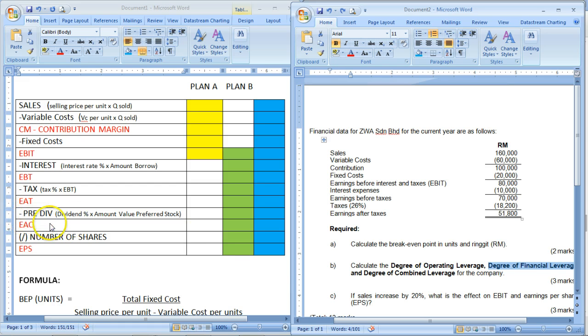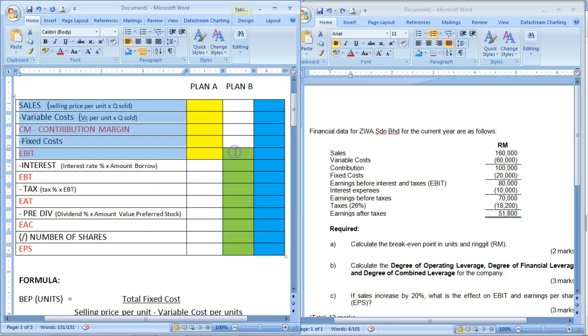In certain questions they only give you up to EAT, it depends. What I mean now is, we want to see when your EBIT increases 10%, will your earnings, EPS, EAC or EAT also increase 10%? It's not necessarily. So that's why you need to calculate.